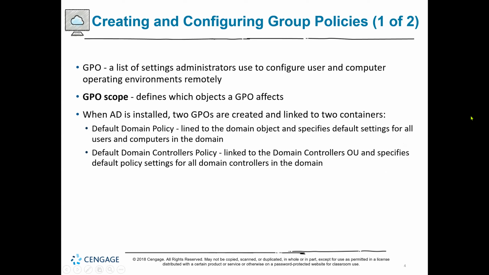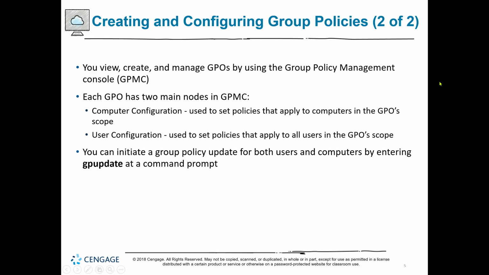Creating and configuring group policies. A GPO is a list of settings administrators use to configure user and computer operating environments remotely. A GPO scope defines which objects a GPO affects. When Active Directory is installed, two GPOs are created and linked to two containers. Default Domain Policy, linked to the domain object, specifies default settings for all users and computers in the domain, and Default Domain Controllers Policy, which is linked to the domain controllers OU, specifies default policy settings for all domain controllers in the domain.